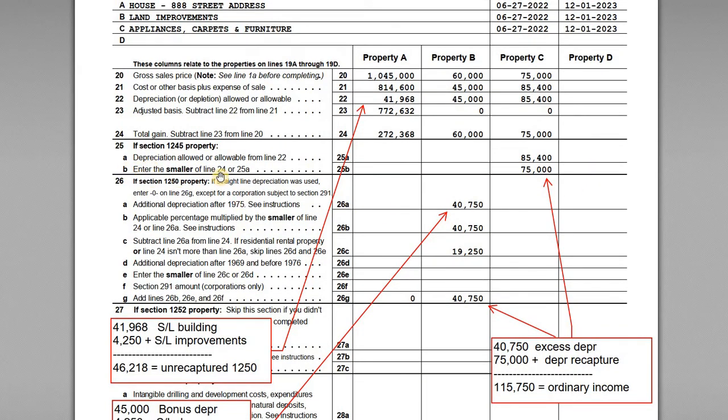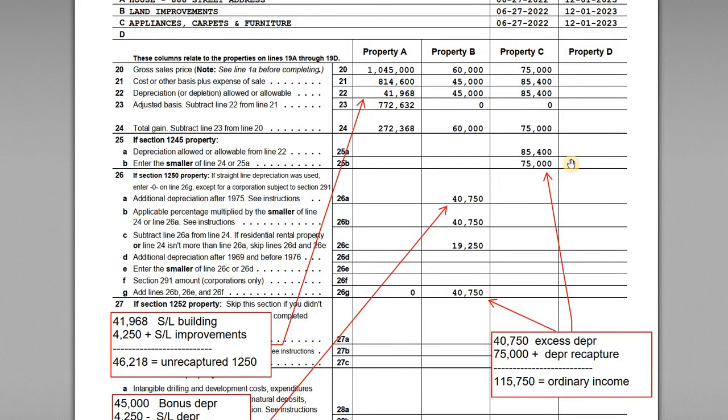So on line 25 here, notice it says if this is section 1245 property, complete these rows, right? Well, property A and B are 1250, so we're going to skip those parts for this, and we're going to go on to property C, which is 1245 property. So the depreciation allowed from line 22 is $85,400. Enter the smaller of line 24 or line 25A. The smaller amount is $75,000. So based on this disposition here, $75,000 is going to be ordinary income because this is the depreciation recapture portion.